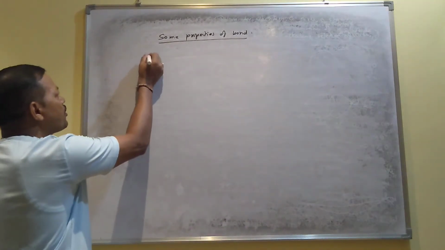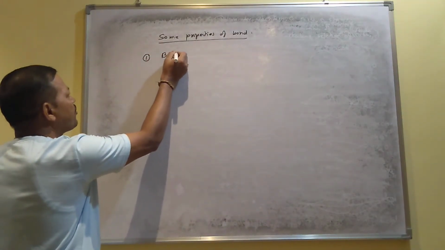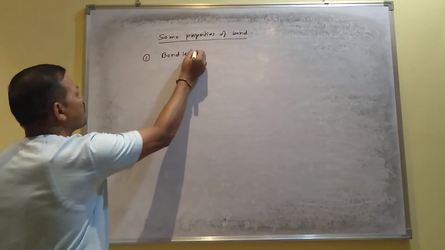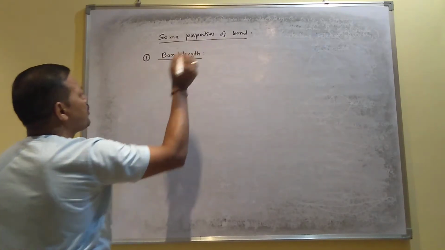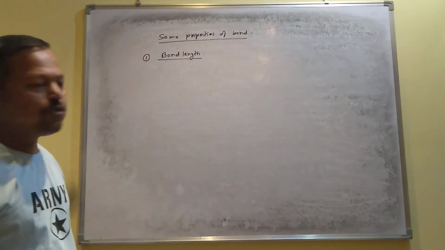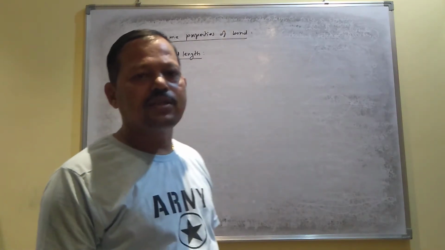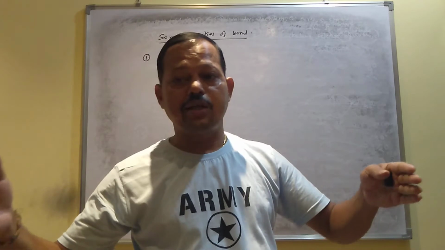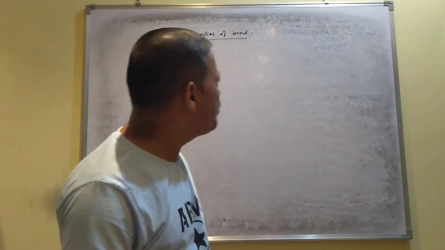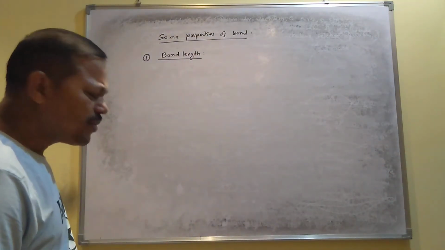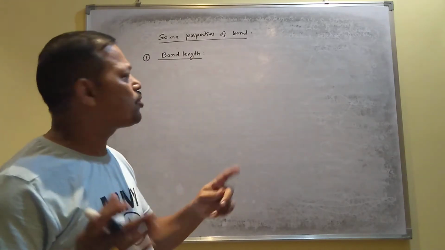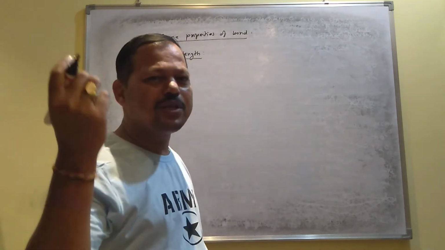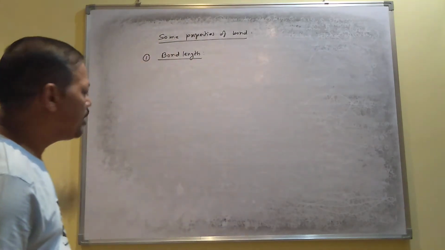So number one, about bond length. If you want to define bond length, what is bond length? Bond length is the internuclear distance between two atoms. I mean, from this nucleus to that nucleus, what is the length? That length is said to be bond length. And these bond lengths are very, very small. That's why bond lengths are always measured in nanometer or picometer in unit.